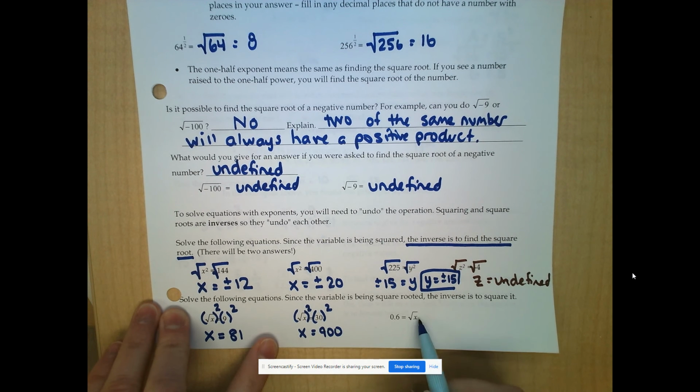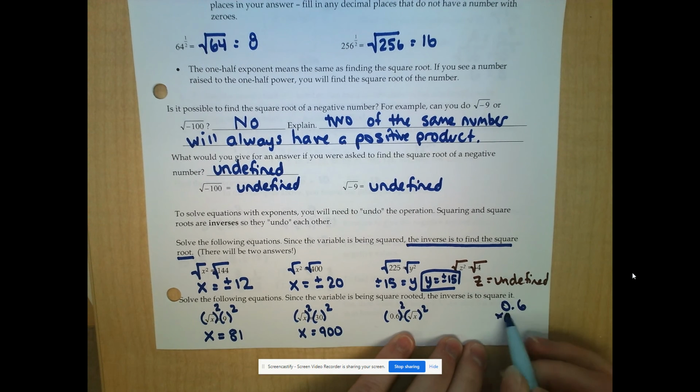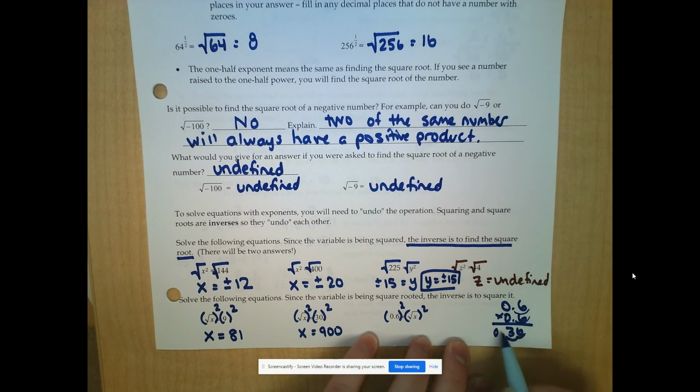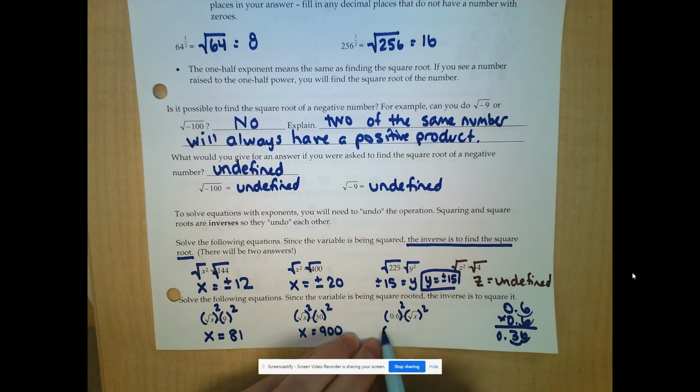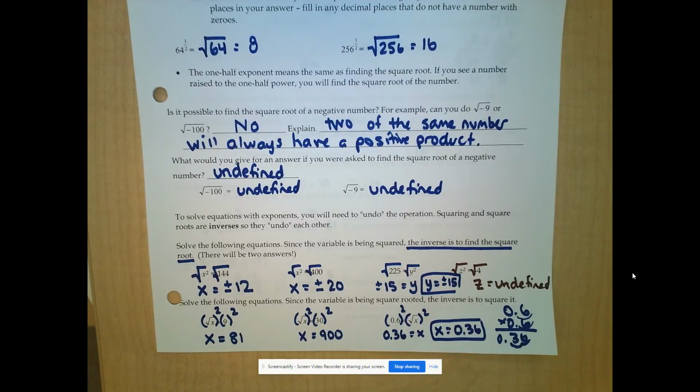Last but not least, on the right, we have the square root of x, so we're going to square both sides. 0.6 times 0.6, just so I can convince you. If you do 6 times 6 is 36, you have to remember to move your decimal point over 2 places, and it is 0.36. So 0.36 equals x, only one answer, and we would always rewrite that so the variable is on the left. X equals 0.36 as our final answer.